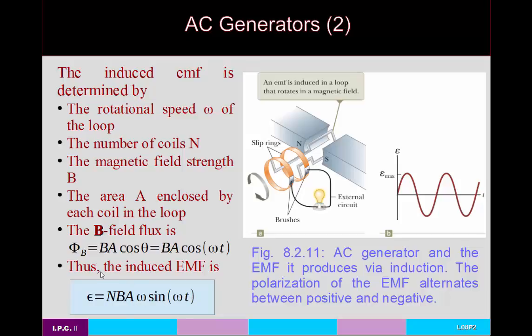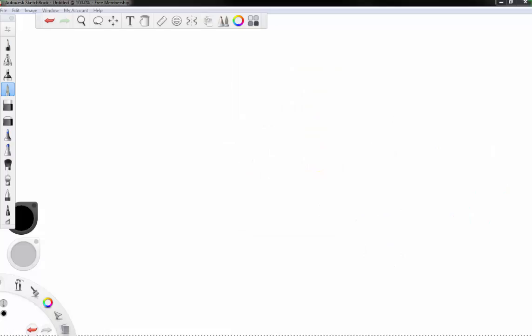And that is the change per unit time of this quantity. So NBA omega sine omega t is the induced EMF as a function of time. You can actually obtain that result by simple derivation, that is by taking a derivative.